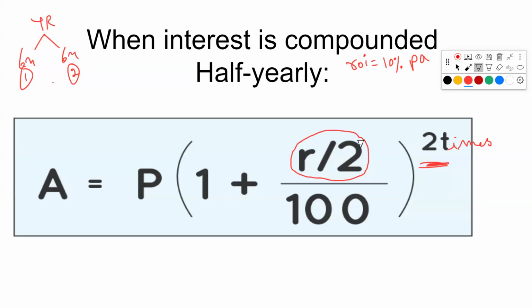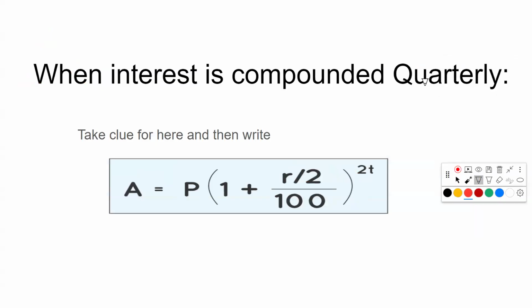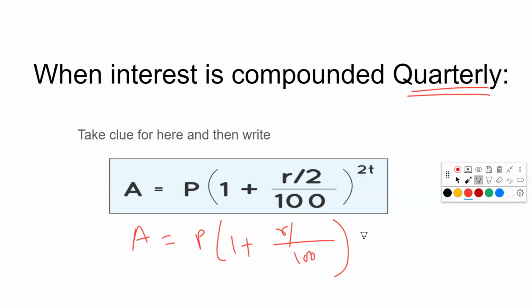So with this, you should also be able to write the quarterly. When it is compounded quarterly, I have given you half yearly, so take the clue from here. Then we write amount is equal to P into 1 plus. Now tell me, R by how much? By 100. And power will be how many times? Let's discuss time first. Here, for half yearly, you are saying it is 2t, 2 times. Yeah, Nashra says 4. Perfect. So this is for half yearly, right?